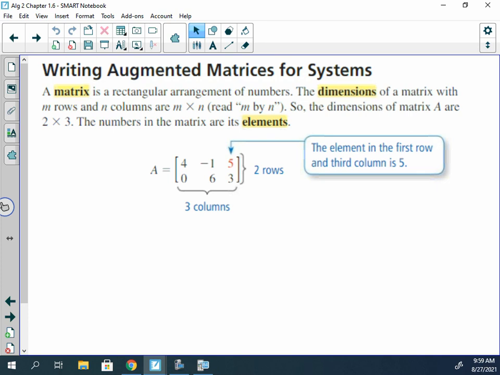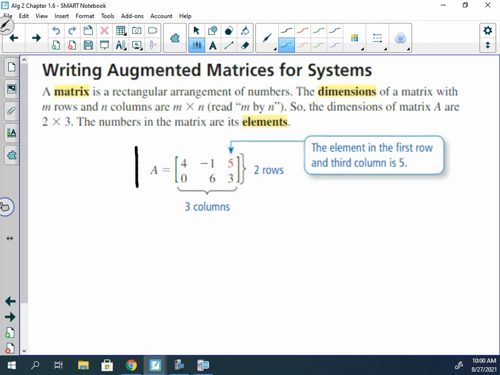So what we're looking at first today is writing an augmented matrix. A matrix is a system, an arrangement of numbers. The dimensions of the matrix are m rows by n columns. Rows are going to be going left and right, and columns are up and down. Now the way we read it is the number of rows by the number of columns.